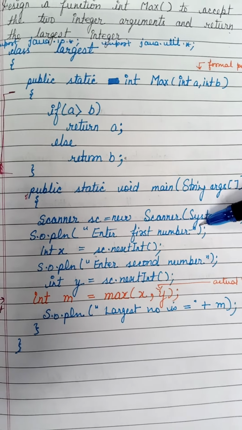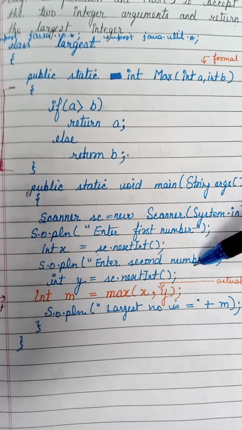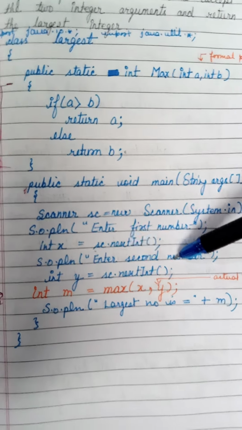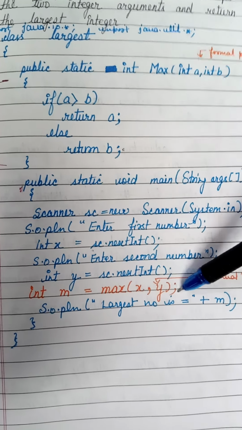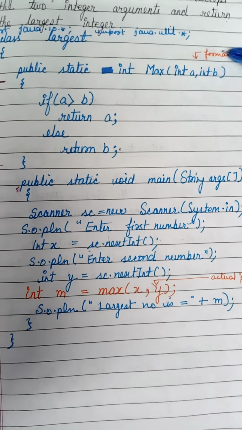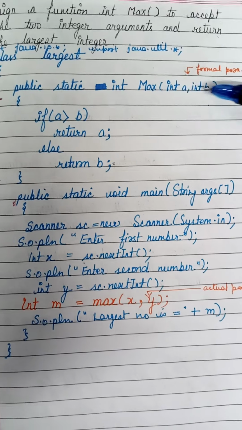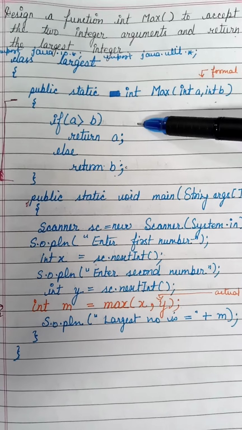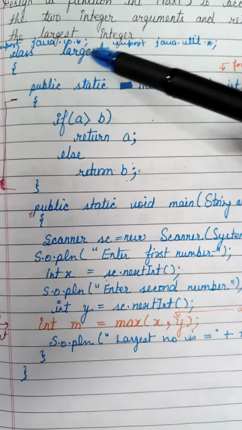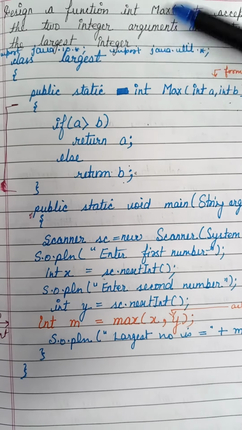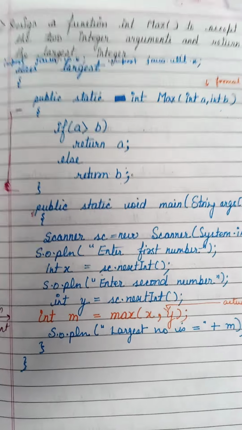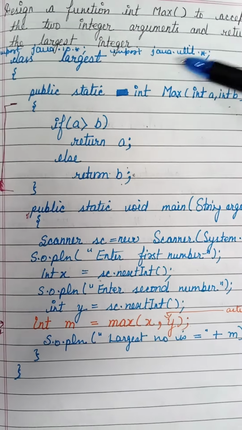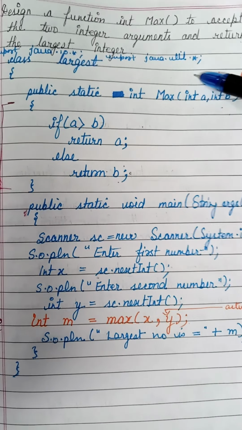In main you will be accepting two integers, then you will be calling the max function within main, passing actual parameters, and in the max function you will be receiving these actual parameters within formal parameters, comparing both the values and returning the largest. So import java.io. You need to take the input from the user, so you will be needing this package. Import java.util package for Scanner.